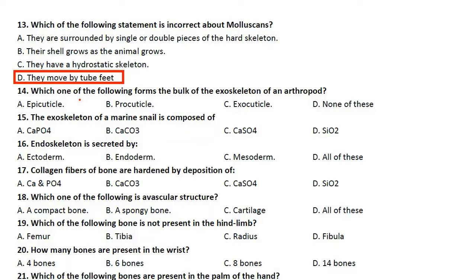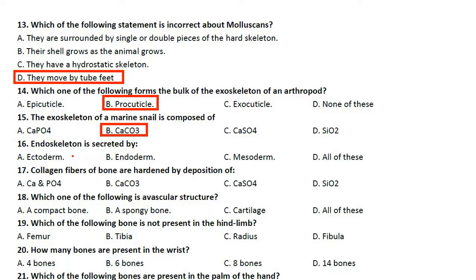Question number 14 is, which one of the following forms the bulk of exoskeleton of an arthropod? So bulk of exoskeleton of arthropod is basically made up of procuticle. So option B is correct. Question number 15, the exoskeleton of marine snail is composed of. In case of marine snail, the exoskeleton is composed of calcium carbonate. So option B is correct.